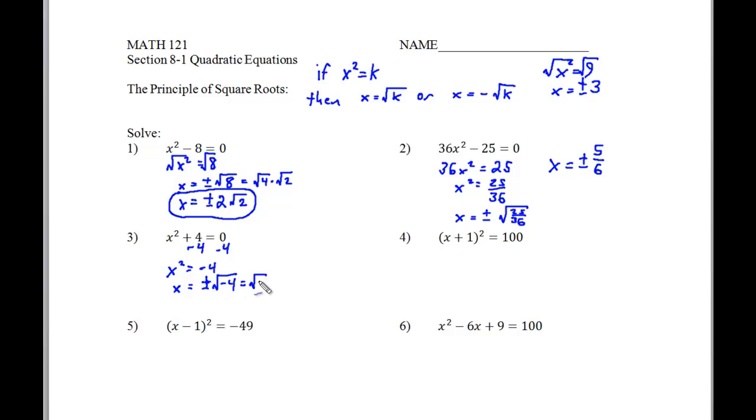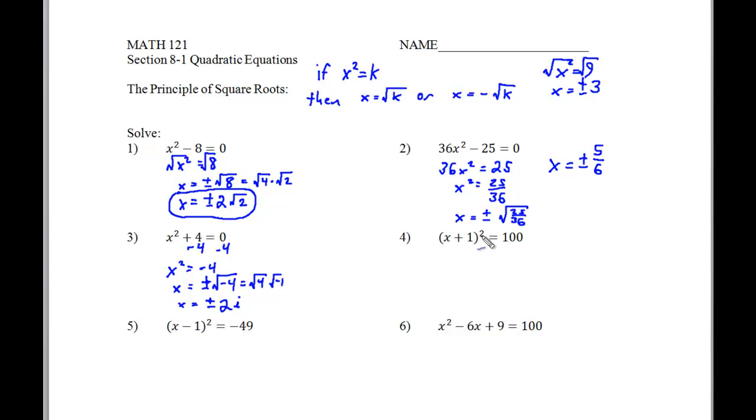So I'm going to make this the square root of 4 times the square root of negative 1. And that means the square root of 4 is 2. Now don't forget our plus minus here, because we have two possible answers, a positive and negative. And then the square root of negative 1 is i. So the answer to number 3 is x is equal to positive or negative 2i.